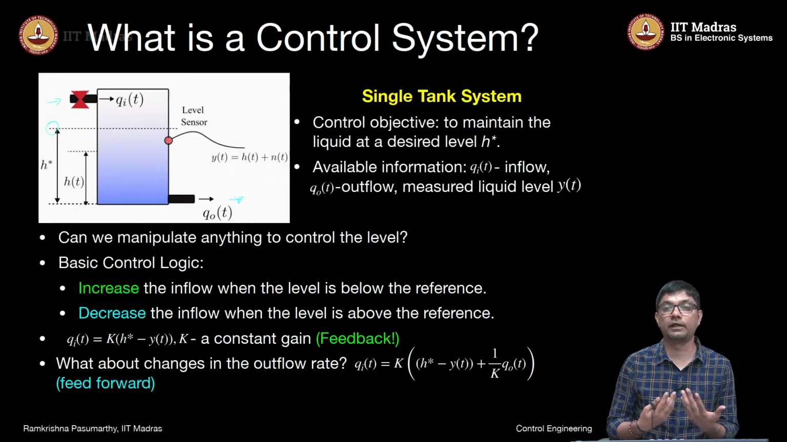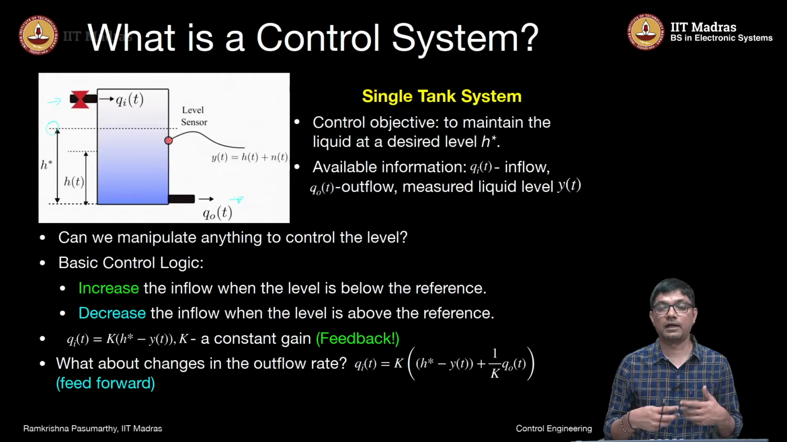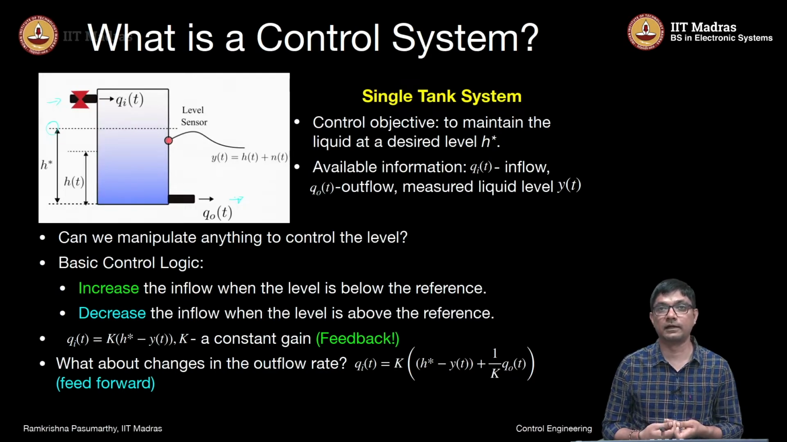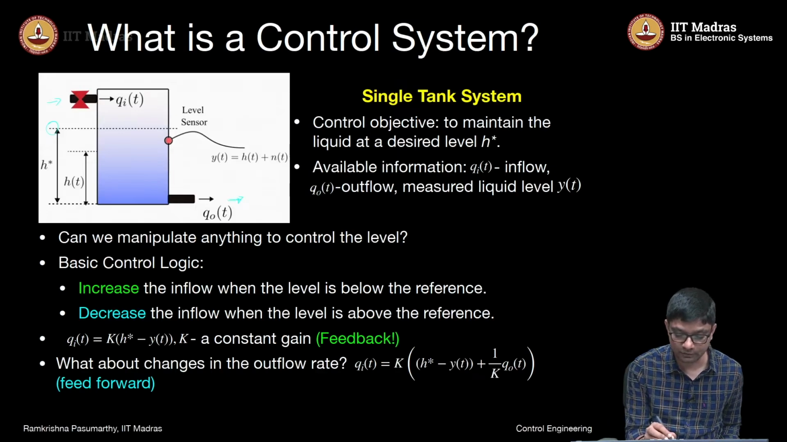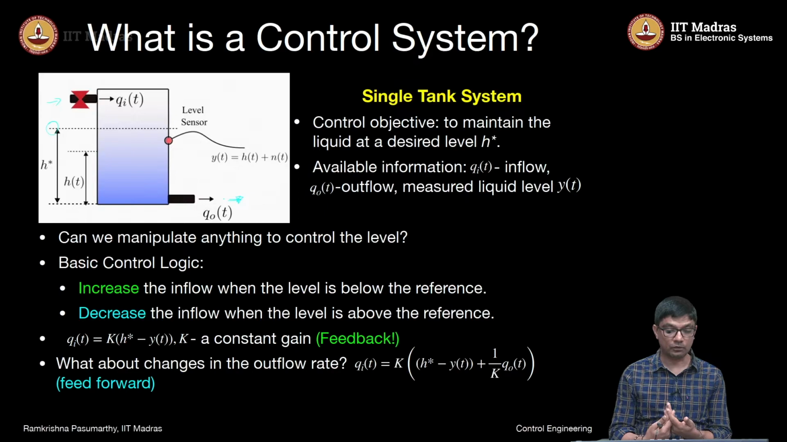Imagine I am just filling water in a bucket. I switch on my tap, I mark a certain level, I switch off the tap when the water level reaches the desired value that I am looking for. In this case, the additional thing is that you also have an outflow. So how do we control this system, where there is some water being pumped in and also water being pumped out? What could be the basic control logic that one could think of?